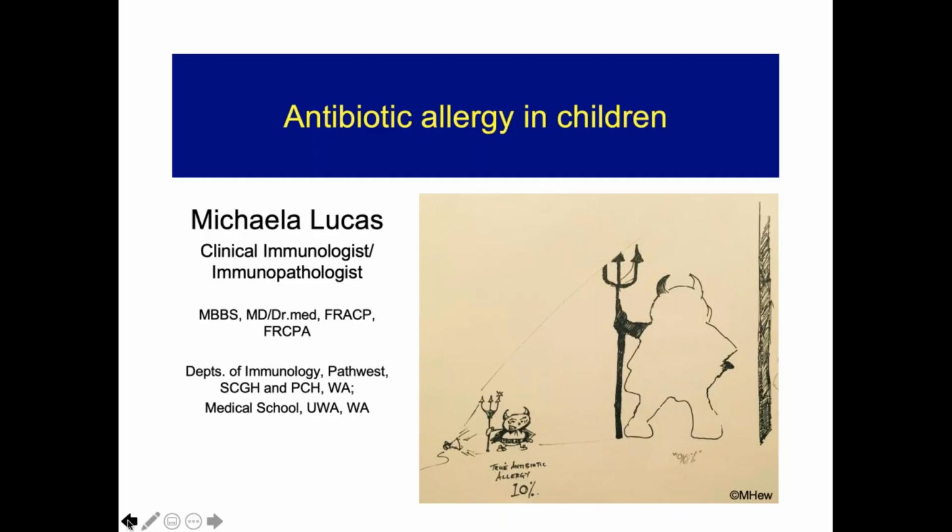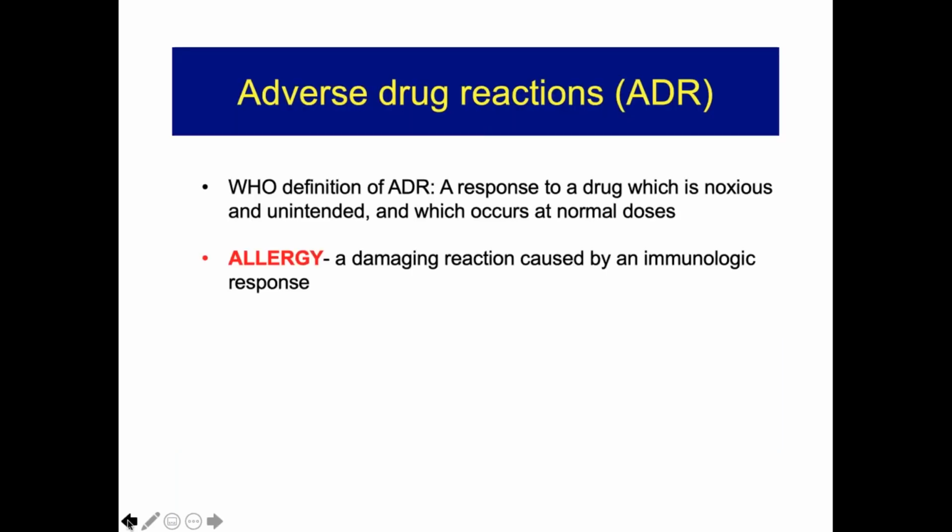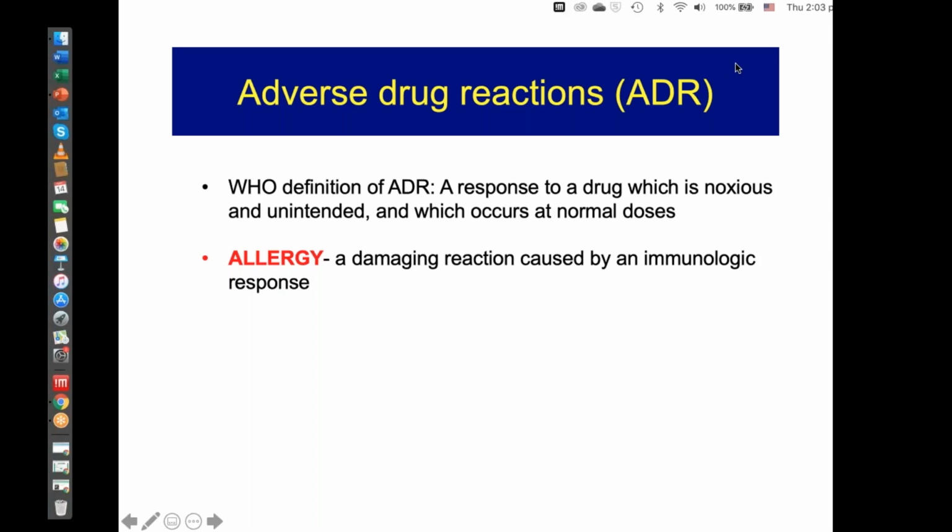So today I'm just going to give you a brief update on antibiotic allergy in children. And first of all, I'm going to talk a little bit about what the term allergy means. So this is a talk about adverse drug reactions, and the WHO definition of an adverse drug reaction is a response to a drug which is toxic or noxious and unintended and which occurs at normal doses. So this is not a reaction that occurs because you've taken an overdose of the drug. This is really due to an effect that's unintended.